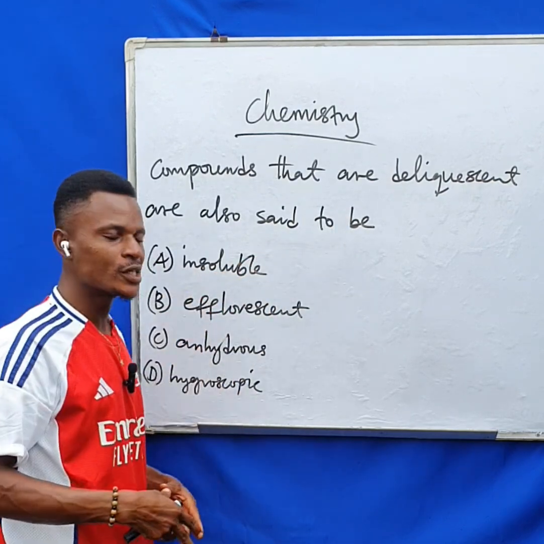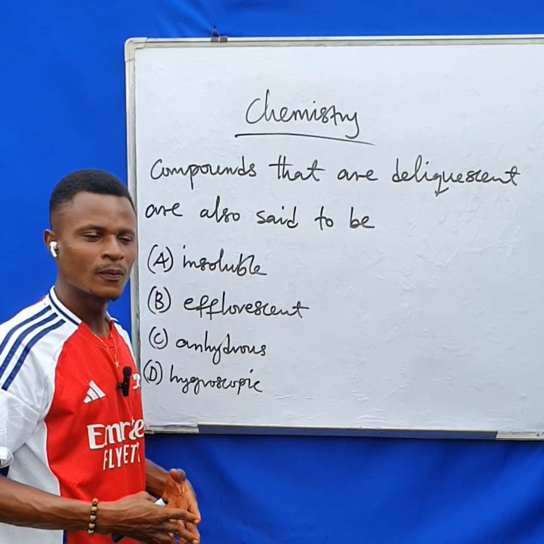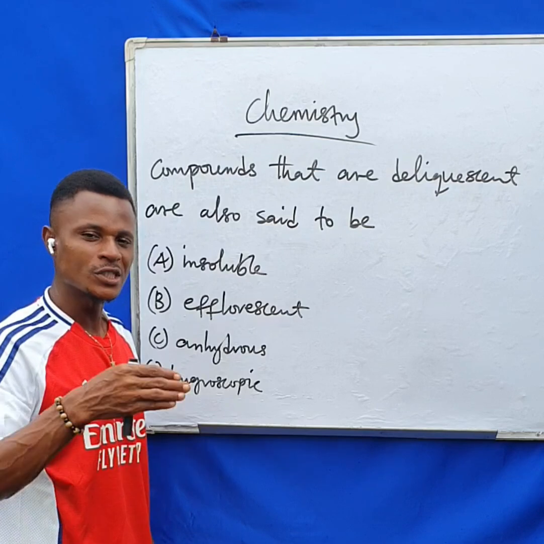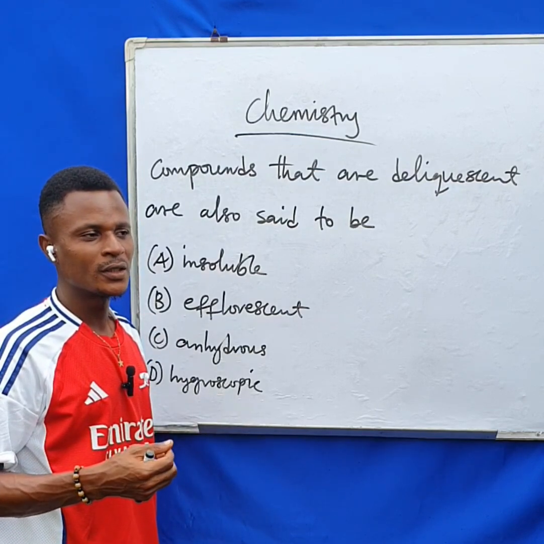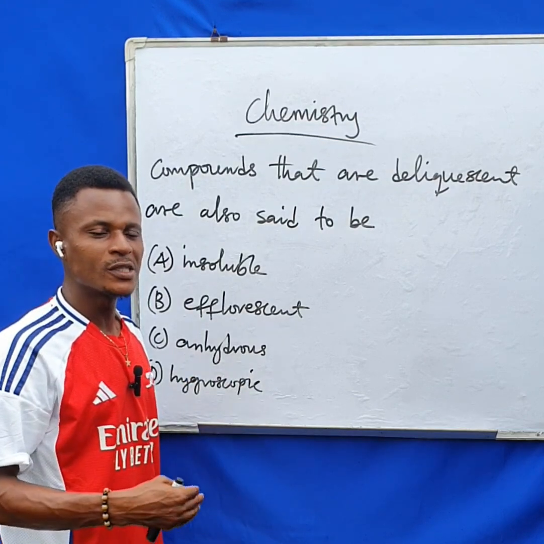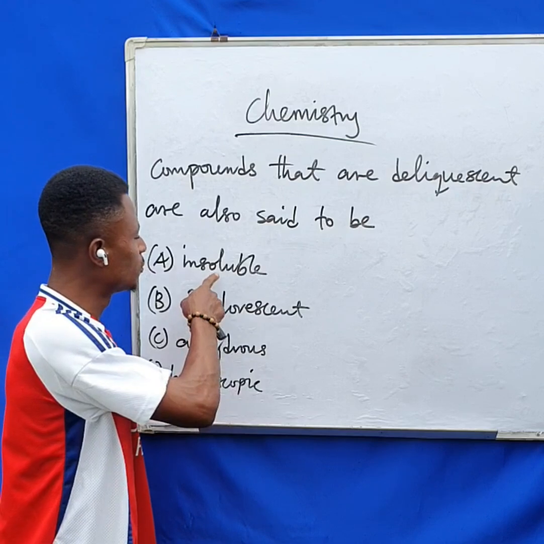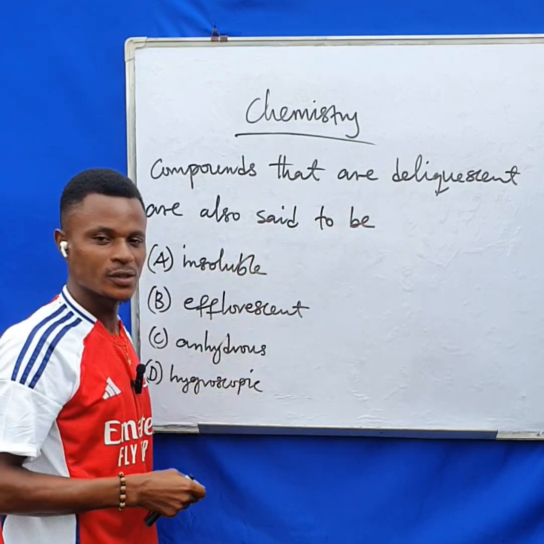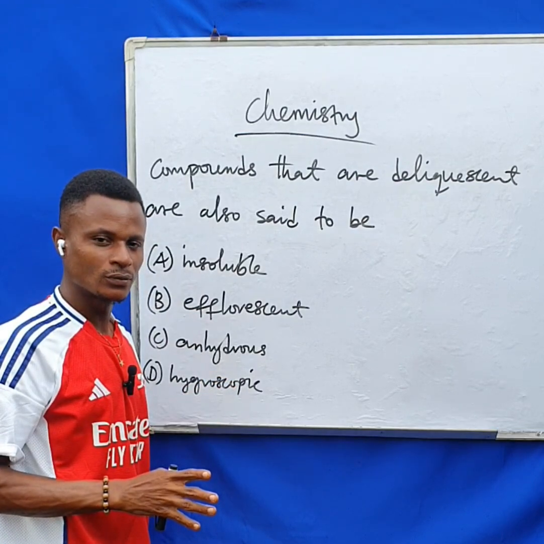Let's look at the first one, which is insoluble. What is the meaning of insoluble? When we say a substance is insoluble, it means it cannot dissolve in another substance. For example, if you say a particular substance is insoluble in water, it means it cannot dissolve in water. You understand? So a substance being soluble or insoluble has nothing to do with deliquescence. So option A is not the correct answer to this question.